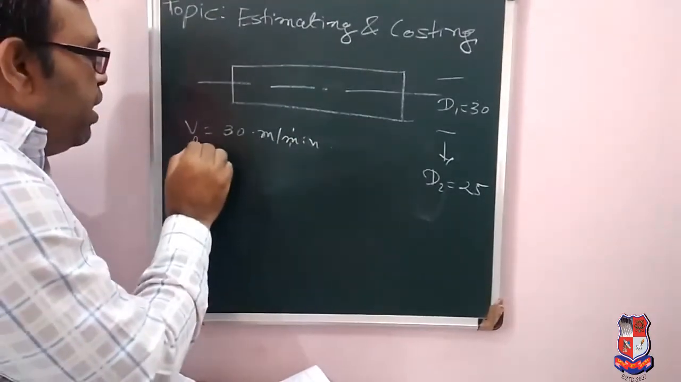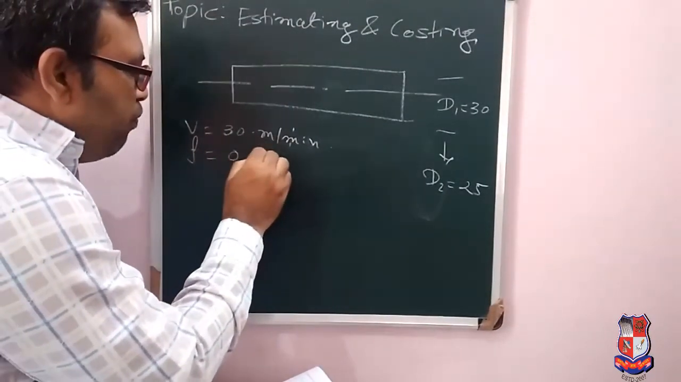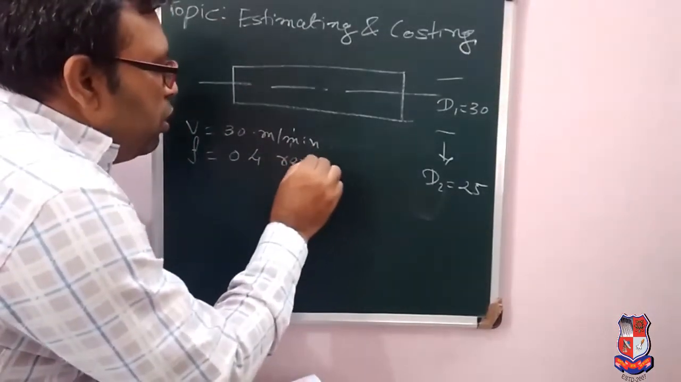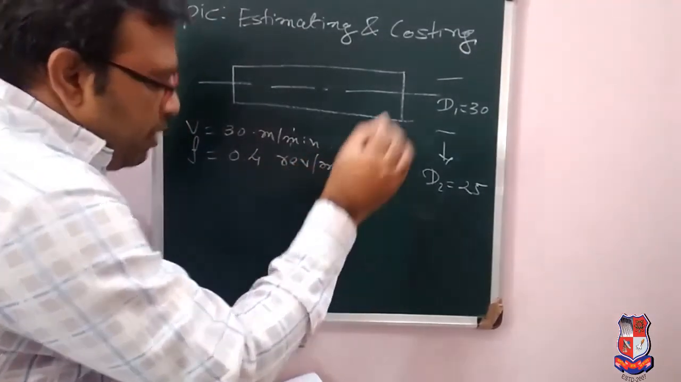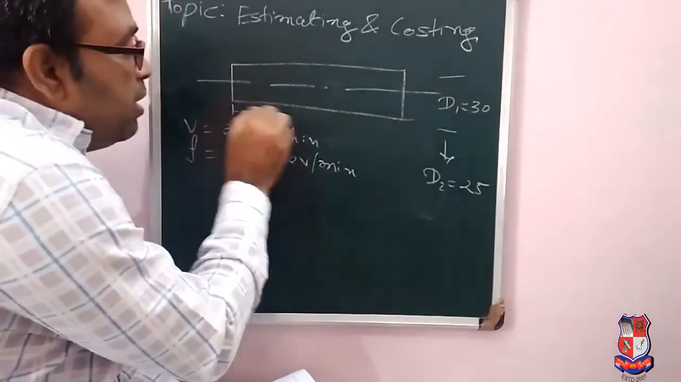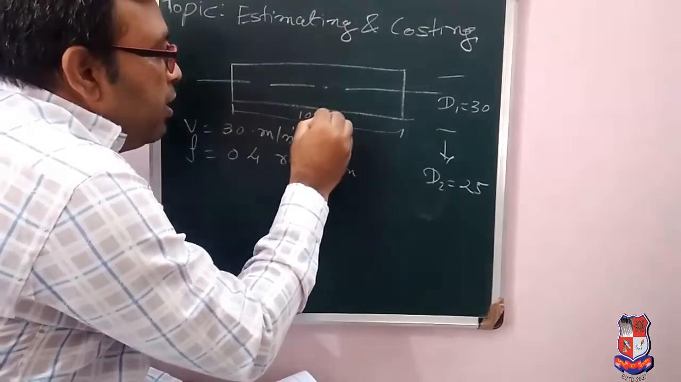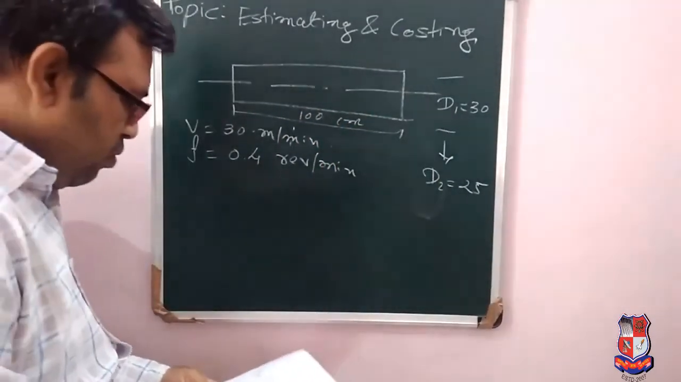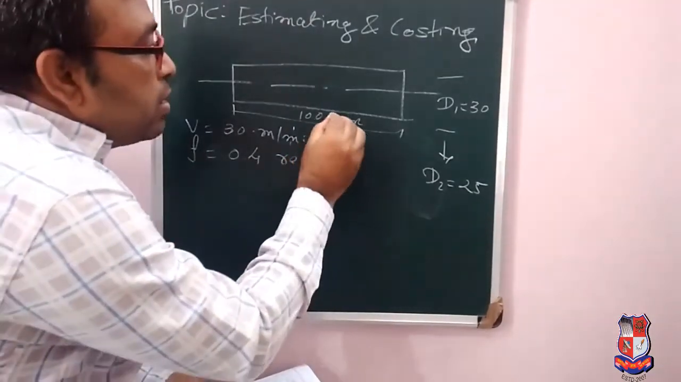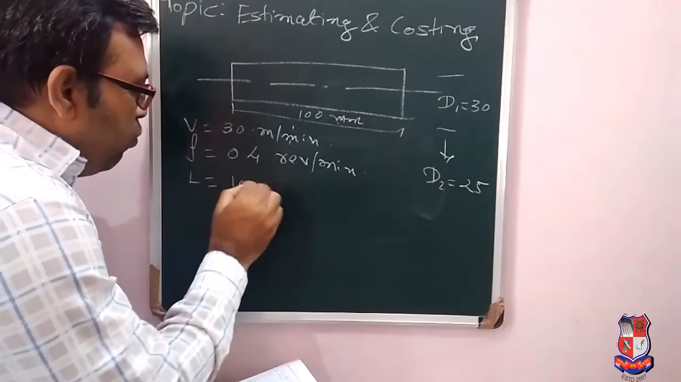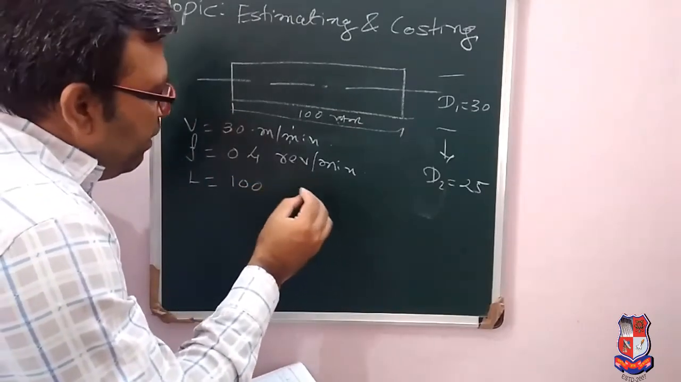And feed is 0.4 mm per revolution, and the length is 100 mm. So L equal to 100 mm.